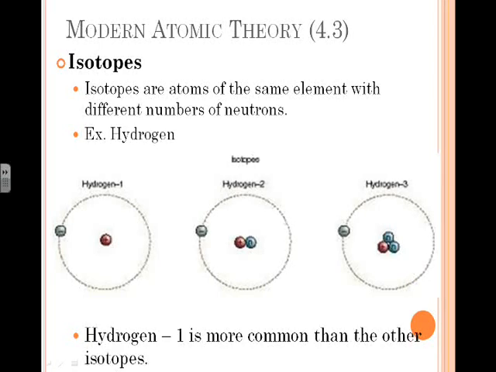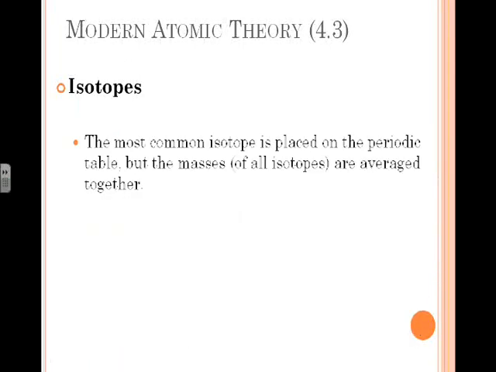Now, hydrogen 1 is the most common of these isotopes found in the universe. So that's why you see it on the periodic table, because the most common isotope is placed on the periodic table. But the masses of all of the isotopes are averaged together. So you take the 1, 2, and 3 and you average them together, but not just a normal average. You have to average them according to how likely they're found in the universe. That's why your masses are a decimal instead of a whole rounded number. It's because they're an average.